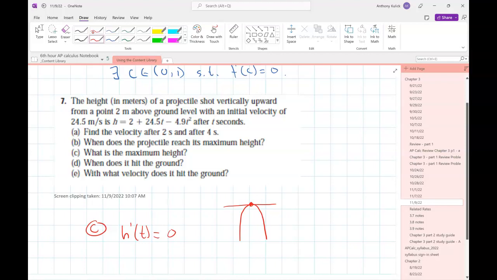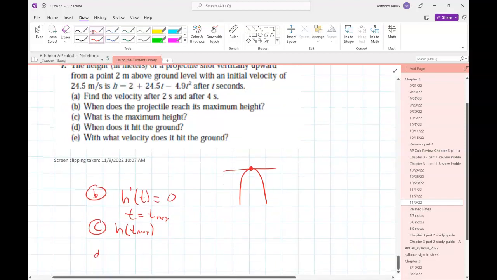Oh, we already did that in part B. Sorry. And let's say that answer is just like T max or something. For part C, then, I'm going to take my height function and just plug T max into it. That'll give me the actual height, the maximum height.